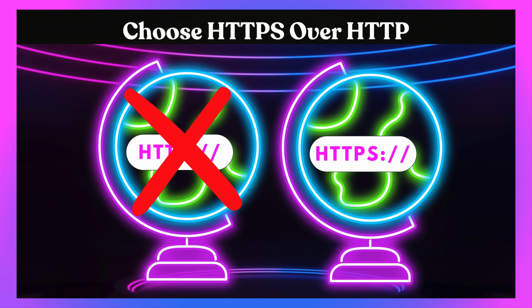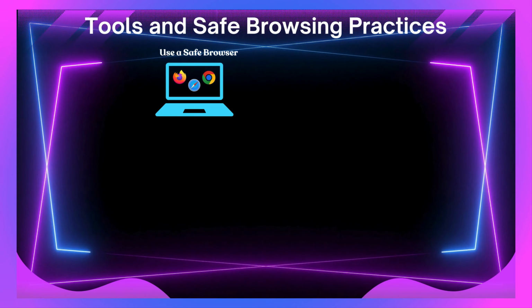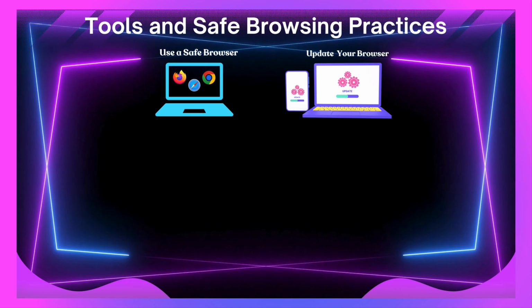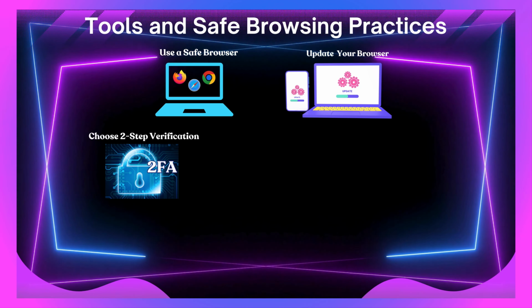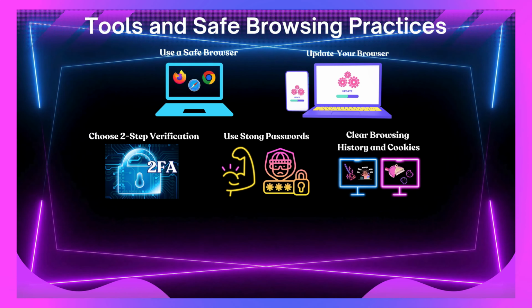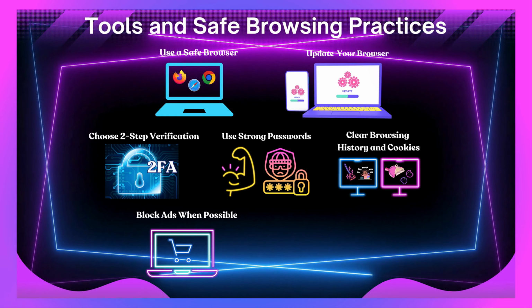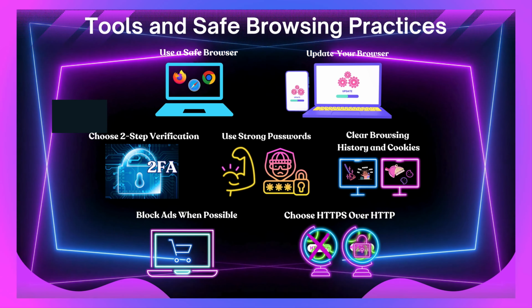HTTP indicates the connection isn't secure and is susceptible to third-party interference. HTTPS is secure, encrypting any data or information you share on that site. So remember, when browsing the internet, make sure you use a safe browser, update your browser, choose a two-step verification, use a strong password, clear browsing history and cookies, block ads when available, and choose HTTPS over HTTP.